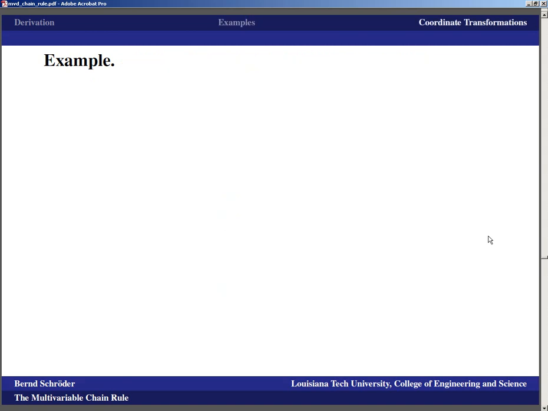Let's come now to the capstone of this presentation, and that is the idea of coordinate transformations. And that is where we need the chain rule in all its abstract glory. This is certainly a high-end example as well as a high-end problem if you have to do something like that. And the idea is fairly simple.